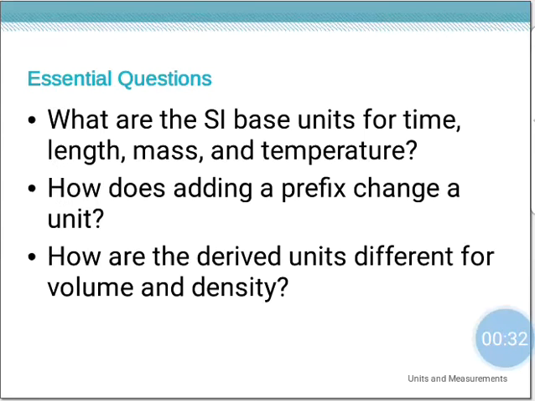So, what are the SI base units for time, length, mass, and temperature? These are our essential questions. How does adding a prefix change a unit? Now, some of this stuff you may or may not have learned in your middle school classes or in earlier science classes, hopefully. Our third question is, how are derived units different, for volume and density? Now, the word derived means that it comes from two parts. So when somebody says that there's a derived unit, it means that it has two parts to make the unit.